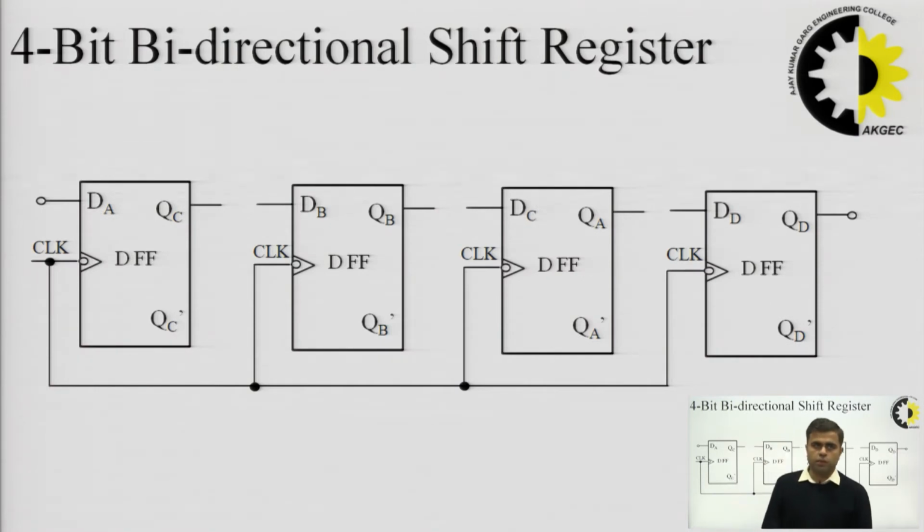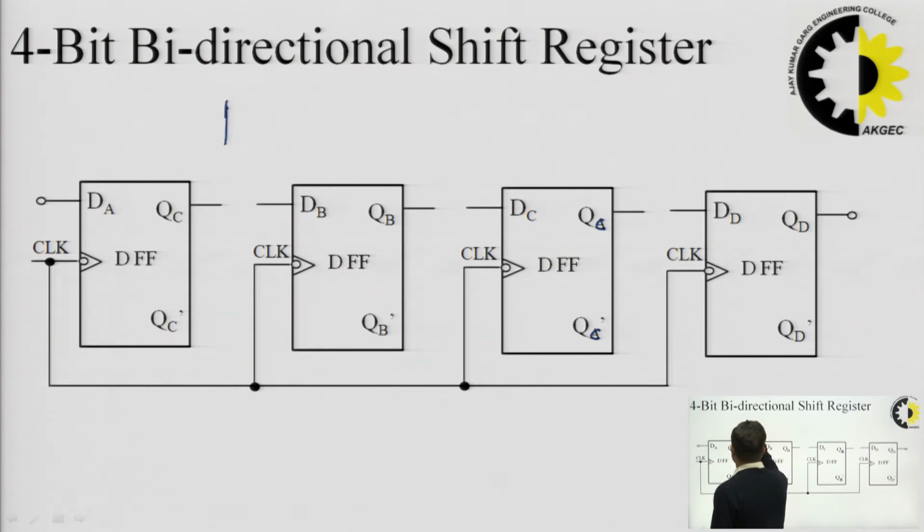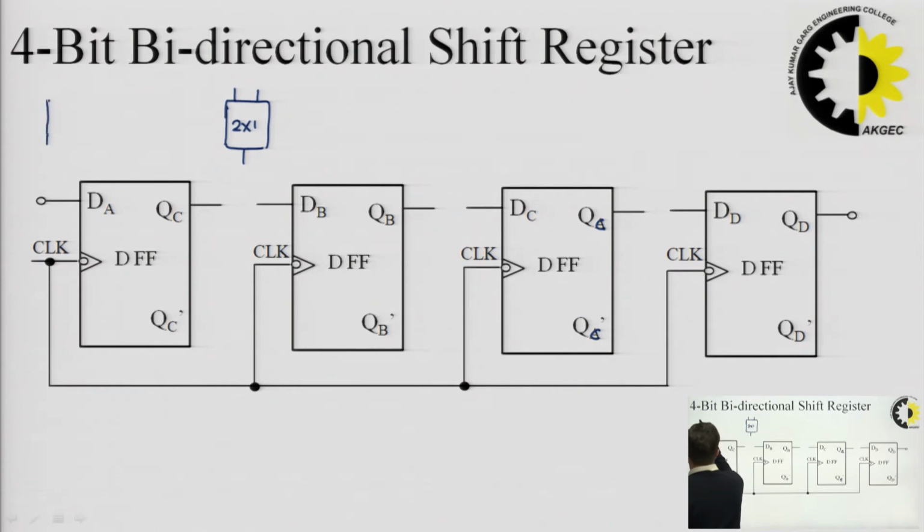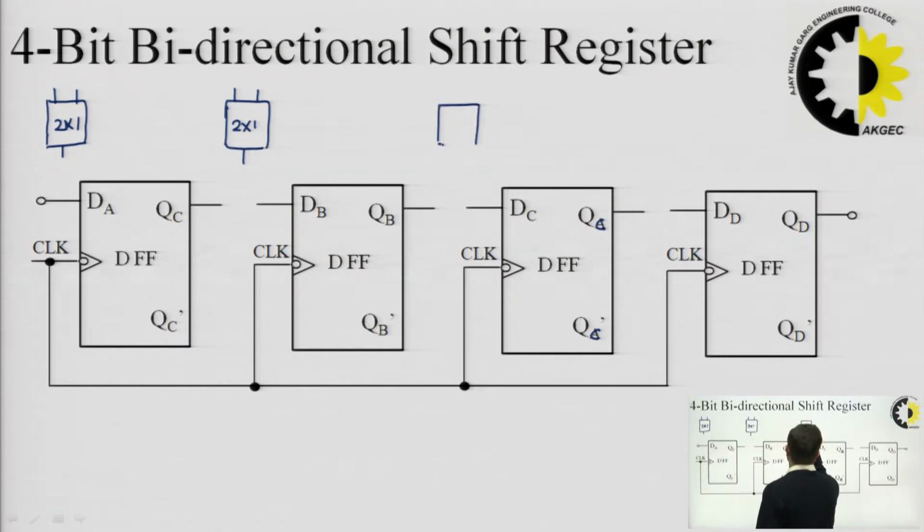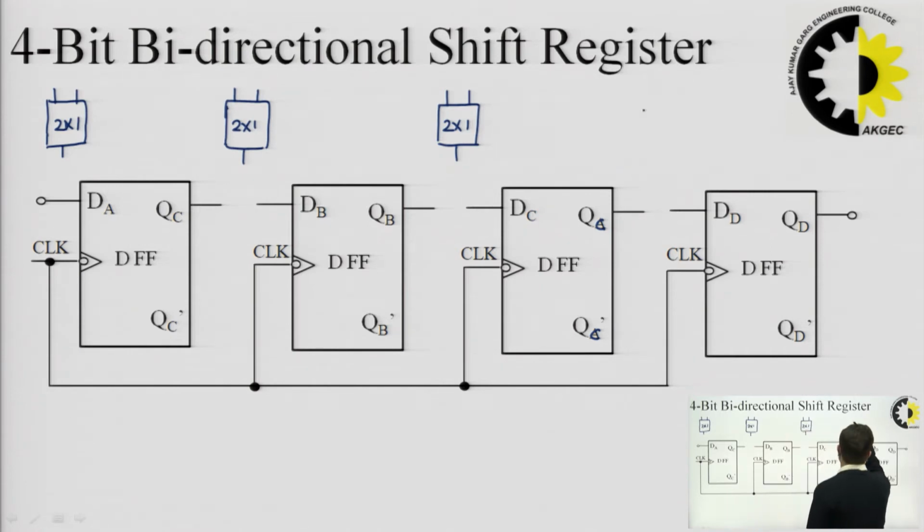So let's proceed towards the actual circuit in which we are having a 2x1 multiplexer, which is having two inputs and one output. Similarly here as well, two inputs and one output. Another 2x1 multiplexer, two inputs and one output. Another 2x1 multiplexer, two inputs and one output.